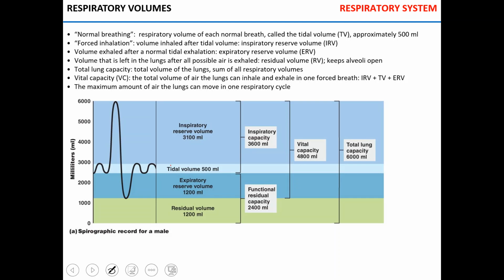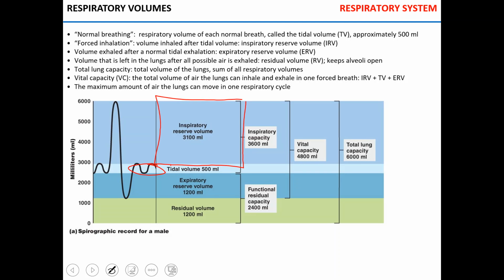Here, this one is the tidal volume. That's the normal breathing. That's what you regularly breathe. Forced inhalation is the term that refers to the volume that you can inhale after the tidal volume. This is called inspiratory reserve volume. This is when you try to fill your lungs to their top.